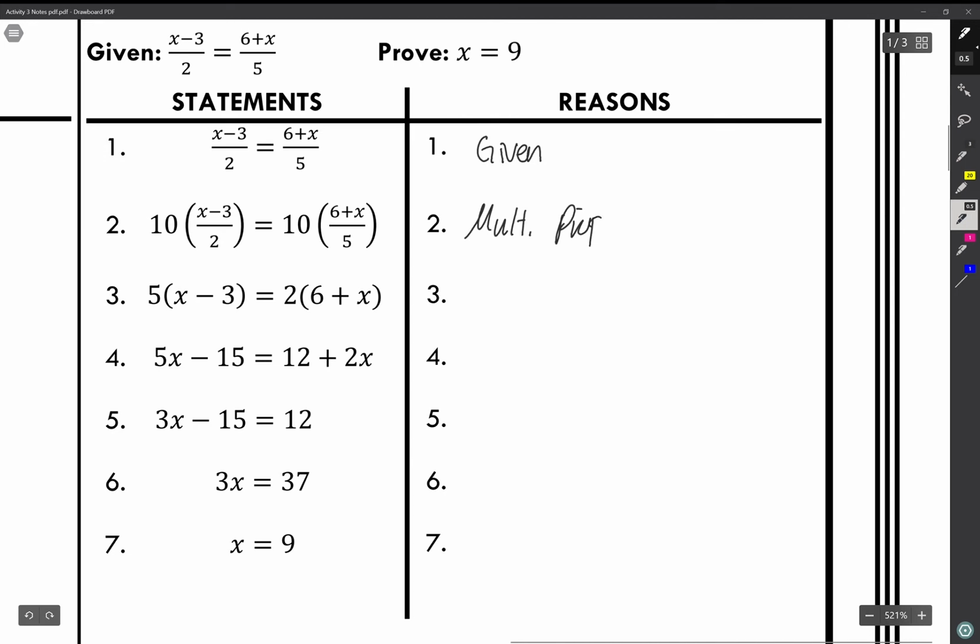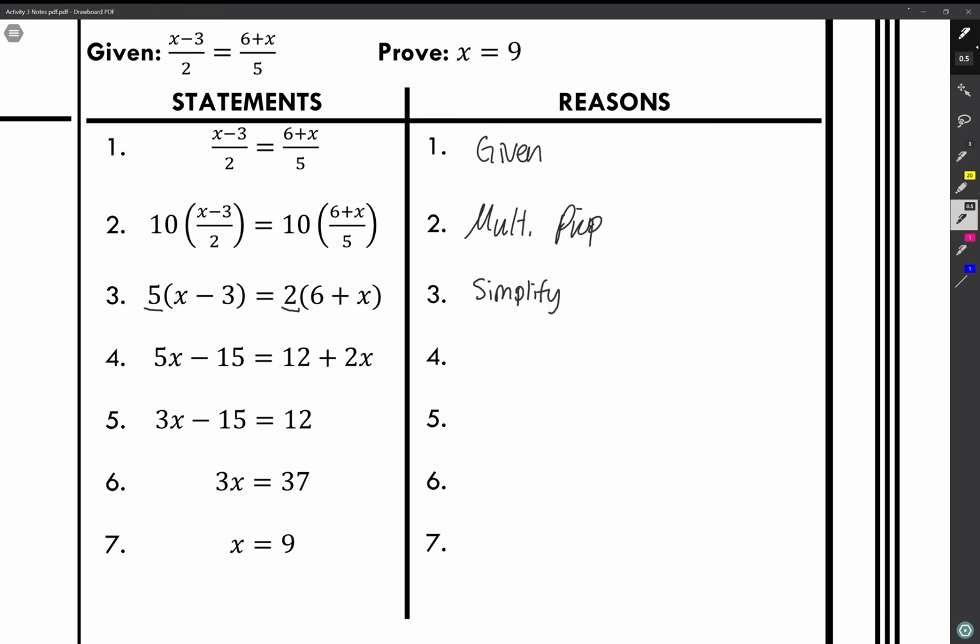Okay, so to get from 2 to 3, it looks like we did 10 divided by 2 and got this 5 right here. Then 10 divided by 5 got me this 2 right here, and we just simplified what we did. Cleaning the equation up.